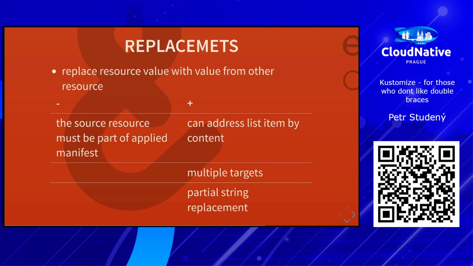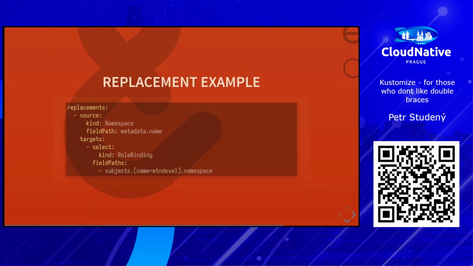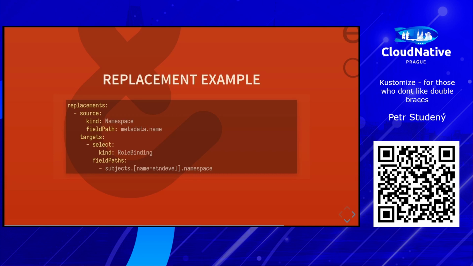The disadvantage is that the source cannot be defined literally. You need to use some resource to take the value from. So for example, you have to use some annotations, or you can create a config map with your values that you are using as a source for your replacements. Here's an example of the replacement where I target the subjects list of a role binding, and I use its content with name, which is at the devel, and I change the namespace there.